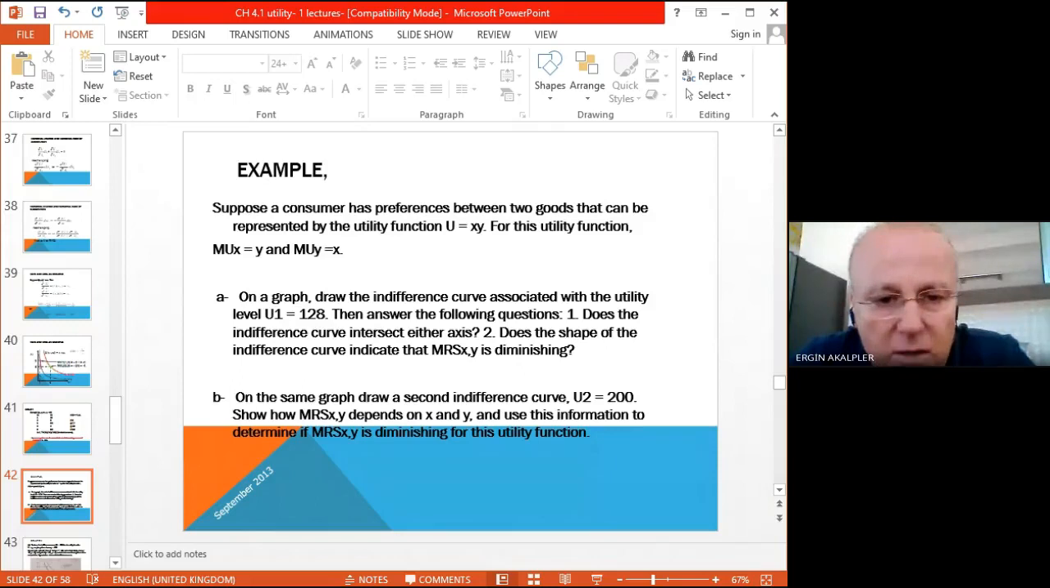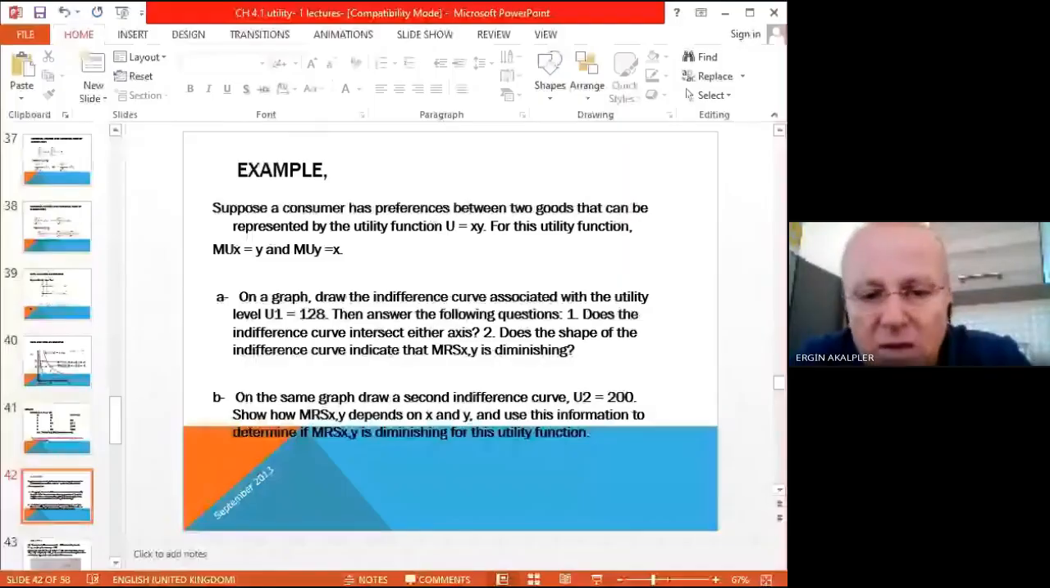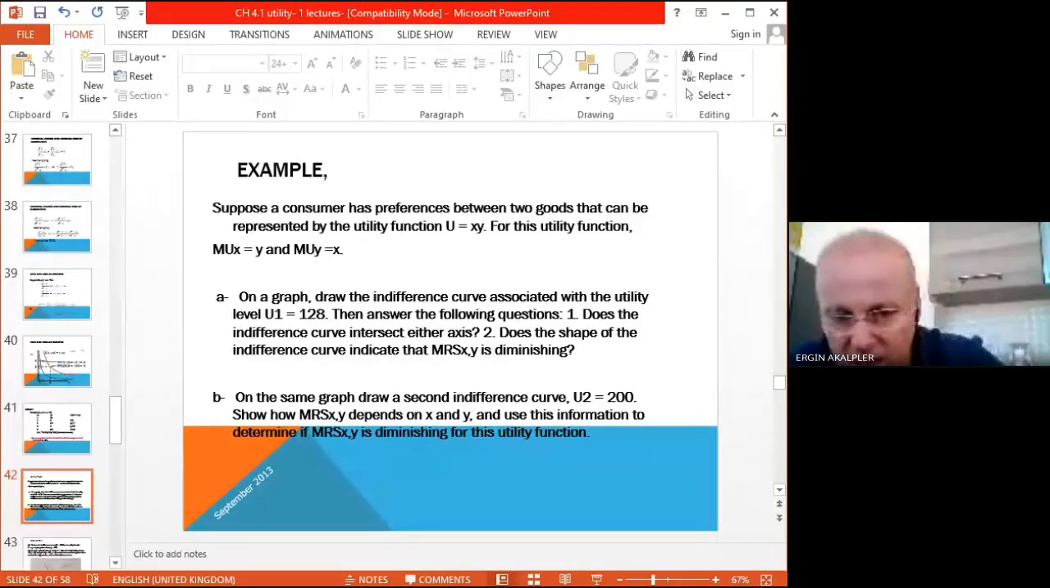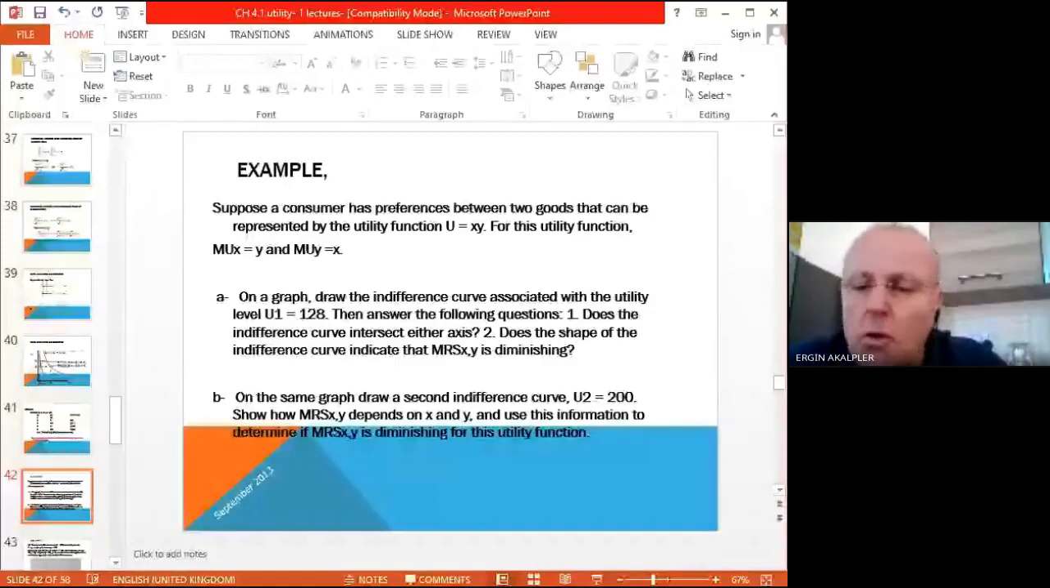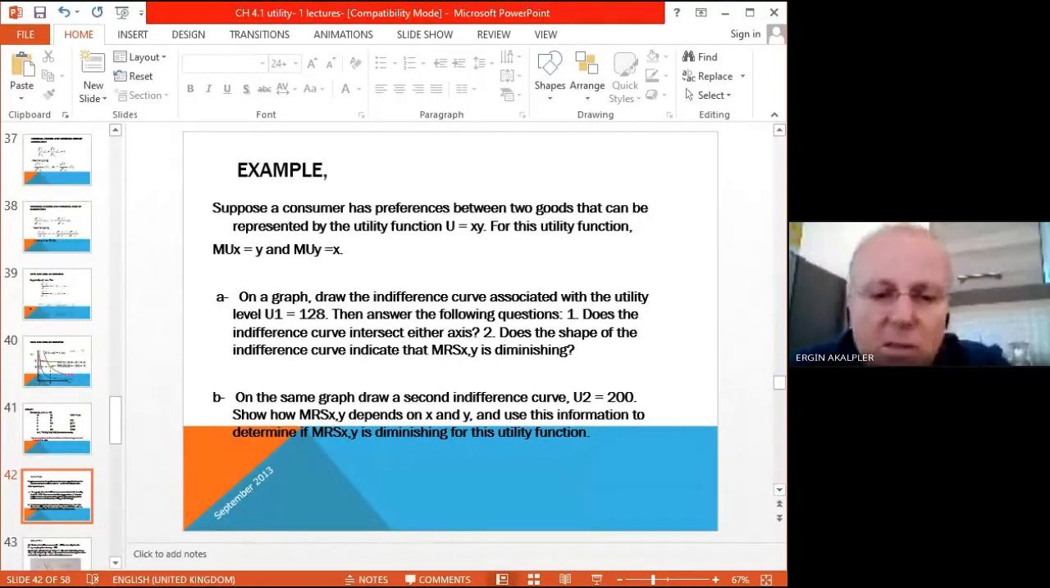On the graphic, we are drawing the indifference curve associated with the utility level U1, which is supposed to be 128, and answering the following questions: do the indifference curves intersect each other, and does the shape of the indifference curve indicate a diminishing marginal rate of substitution? On the same graphic, we are drawing the second indifference curve, U2, equal to 200. Show how the marginal rate of substitution of x to y depends on x and y, and use this information to determine if the marginal rate of substitution of x to y is diminishing for this utility function.